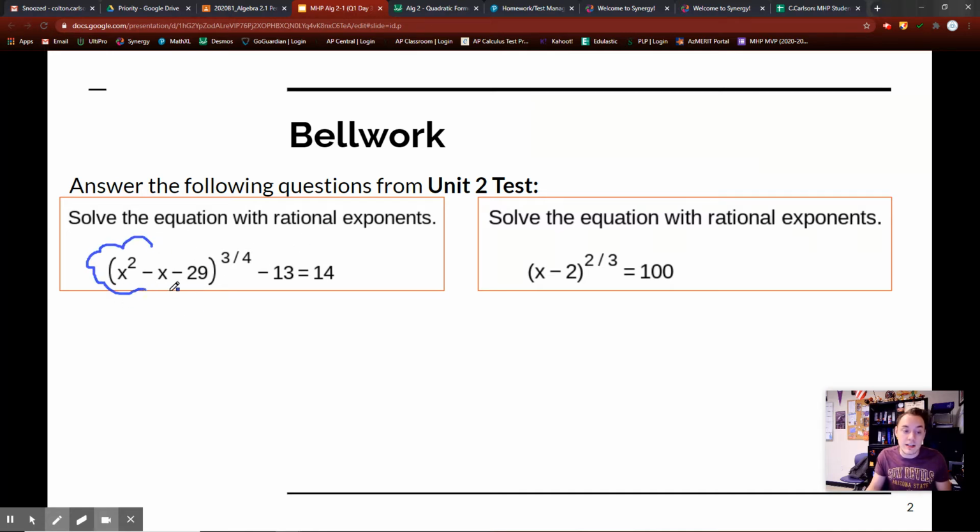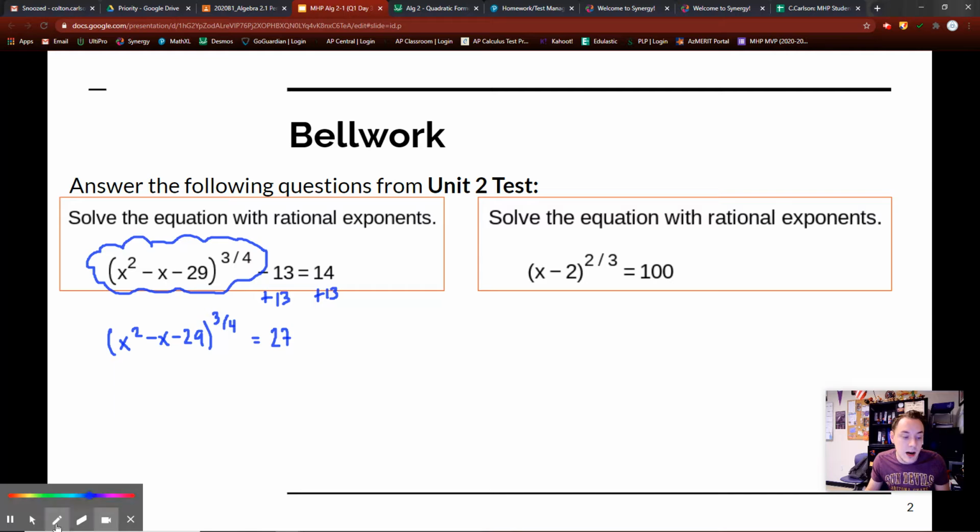This part is the actual rational exponent part. I need to isolate that. If I don't isolate it, then no bueno. I can't do anything. So, bueno means add the 13. Okay, so you add the 13 so I can isolate this part. So now what I have is, in parentheses, x squared minus x minus 29, all to the power of 3/4, and then equals, when I add 13 to there, I get 27.